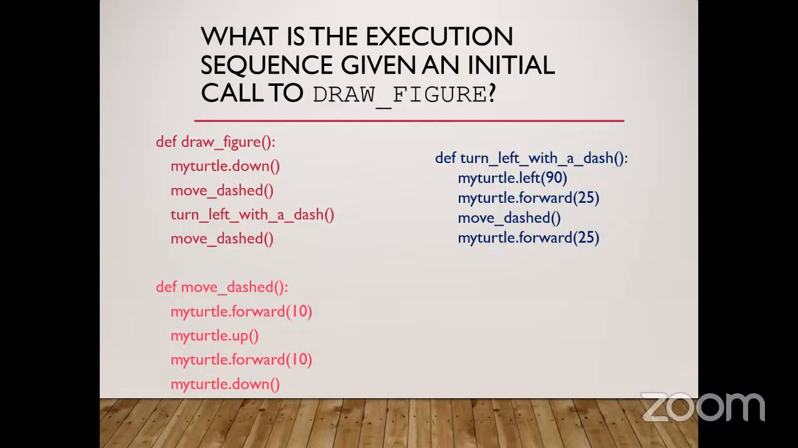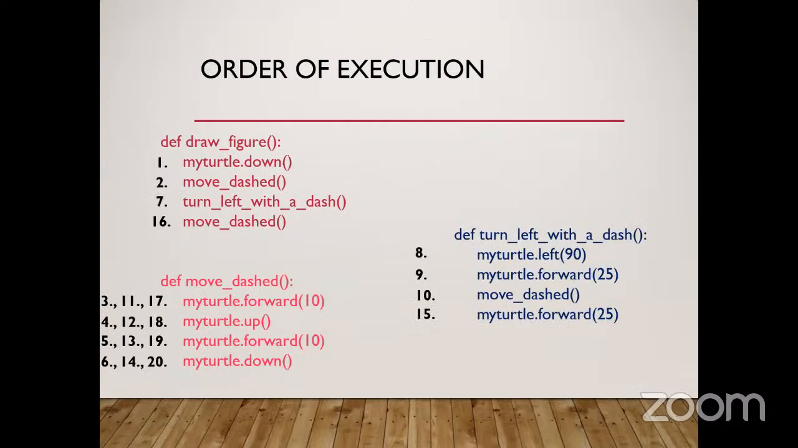So if I got to draw figure and I put my turtle down and I want it to move dash, it jumps from there into that function. Let me make this a little easier. Here's your order of operations for this. First thing I'm going to do is number 1. And then I go to 2 and I call the dash. 2 then brings me down to 3 down here. That then takes me to 4, 5, and 6.